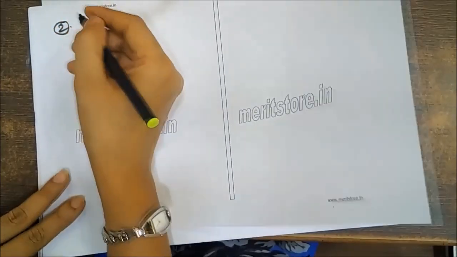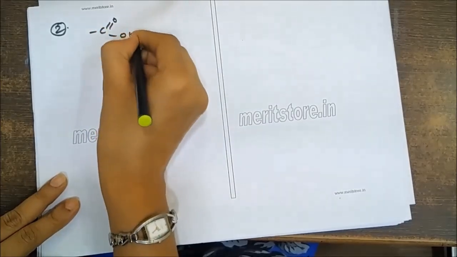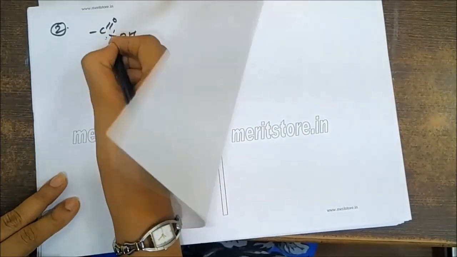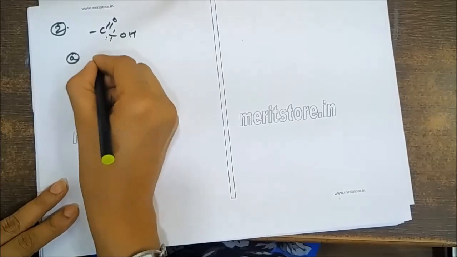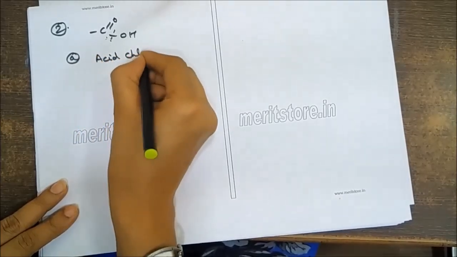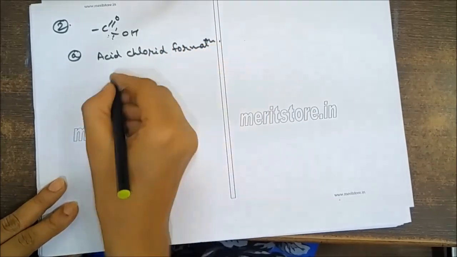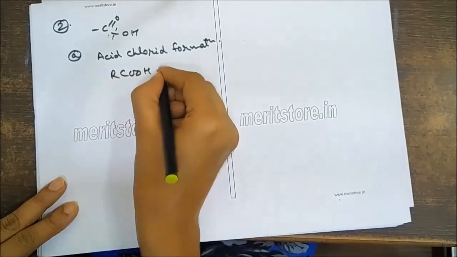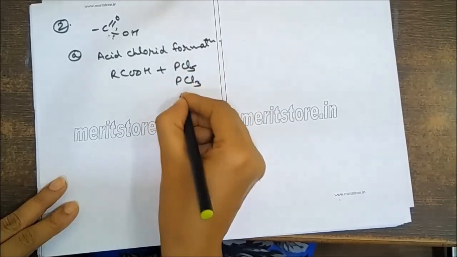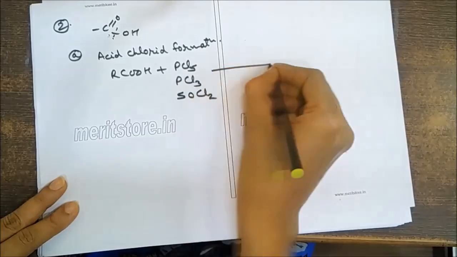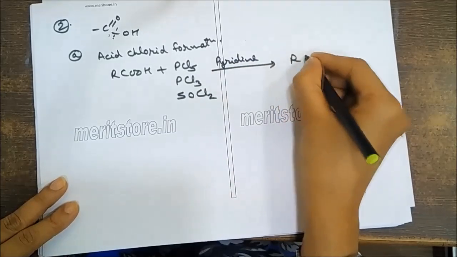Next is reactions involving cleavage of the C-OH bond. The first reaction is formation of acid chlorides. When we react carboxylic acid with phosphorus pentachloride or trichloride or thionyl chloride in presence of pyridine, we'll get acid chloride.